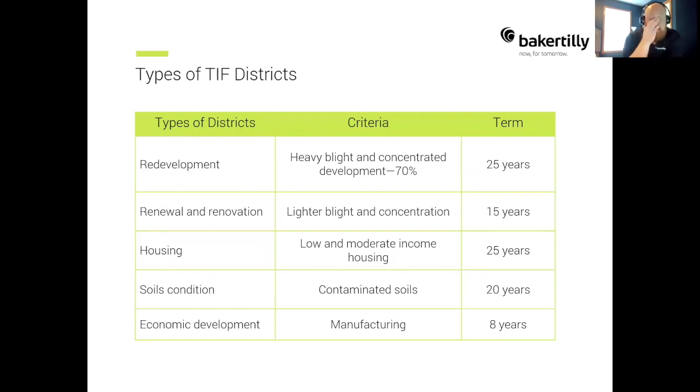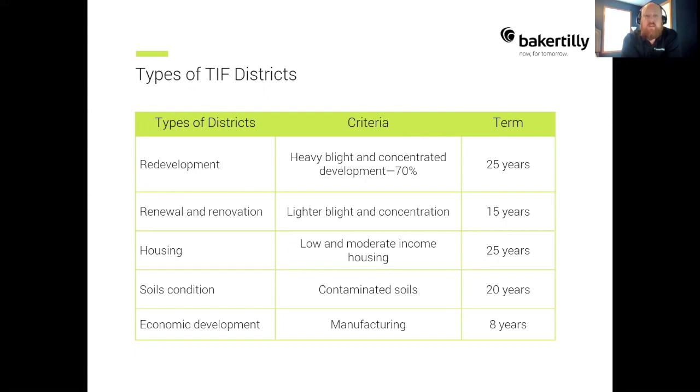There are a number of different types of TIF districts that could be put in place. Depending on the type of district, there are certain criteria that have to be in place for why or how that district could be created. And then there are differing terms for the length of the district based on the type. For the top two, redevelopment, renewal and renovation, and soils conditions, each of those districts can be created on the basis of the current condition of the property. So these are kind of a current environmental factor that would cause the district to be able to be created under one of these three types of uses.